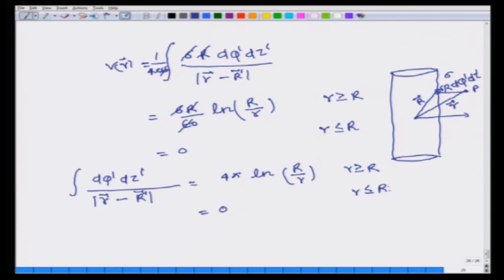So, if we see this integral, we can write the magnitude of vector r minus vector R, which is the square root of r square plus capital R square minus 2 r capital R cos of (phi minus phi prime) plus (z minus z prime) whole square.